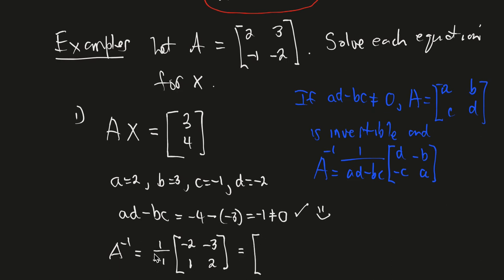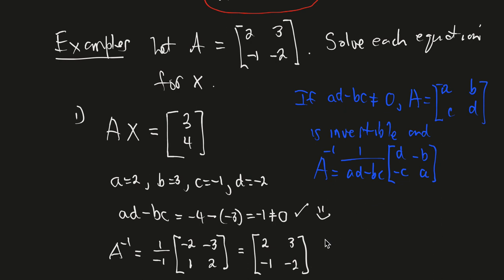So distribute the -1, this gives me 2, 3, -1, -2. This is pretty remarkable. This matrix is its own inverse. Isn't that interesting? So this is saying if I take this matrix and multiply it by itself, I'm going to get the 2 by 2 identity.